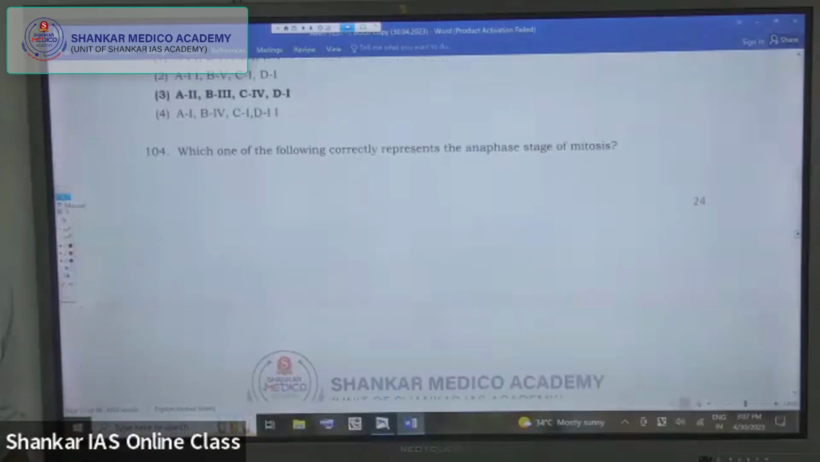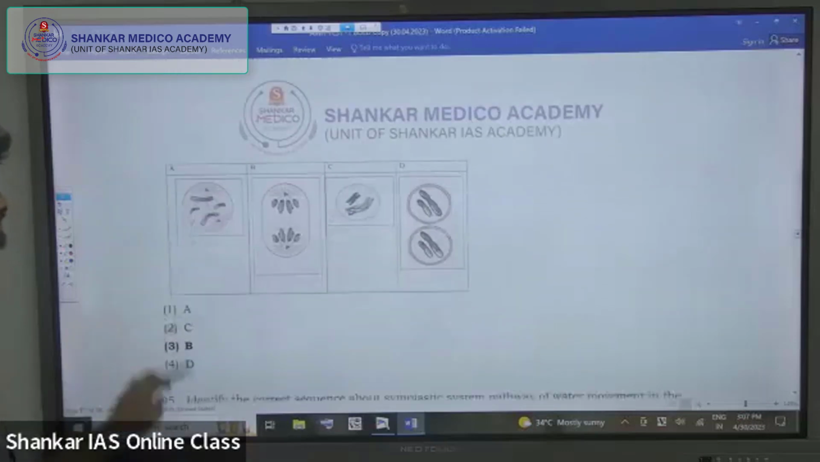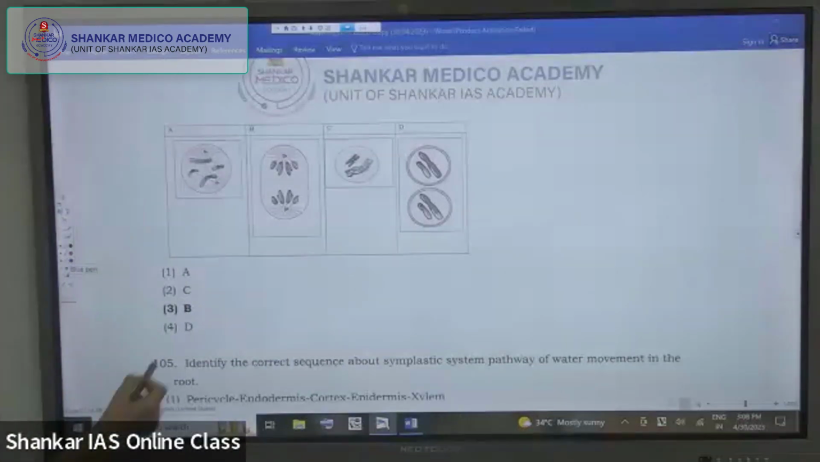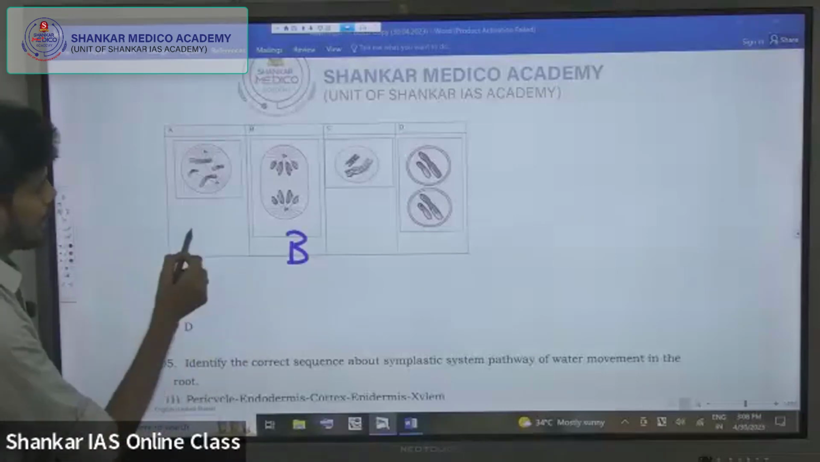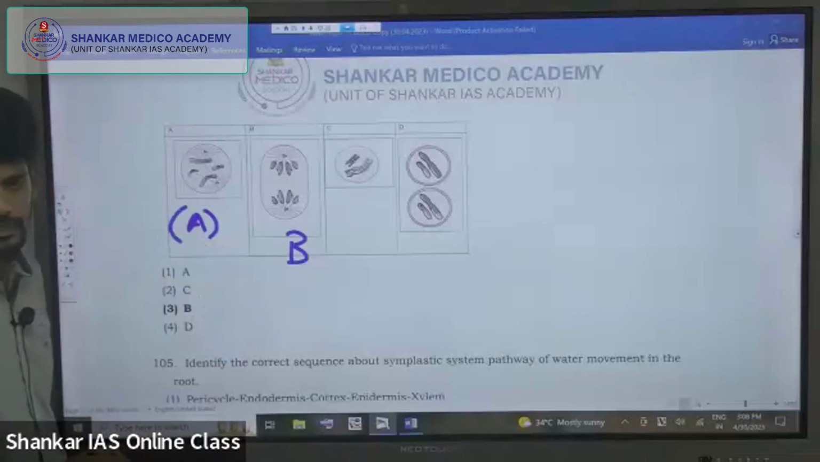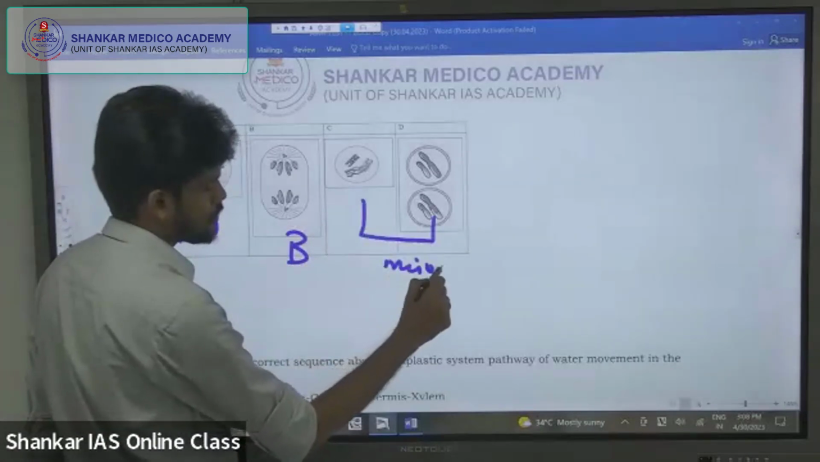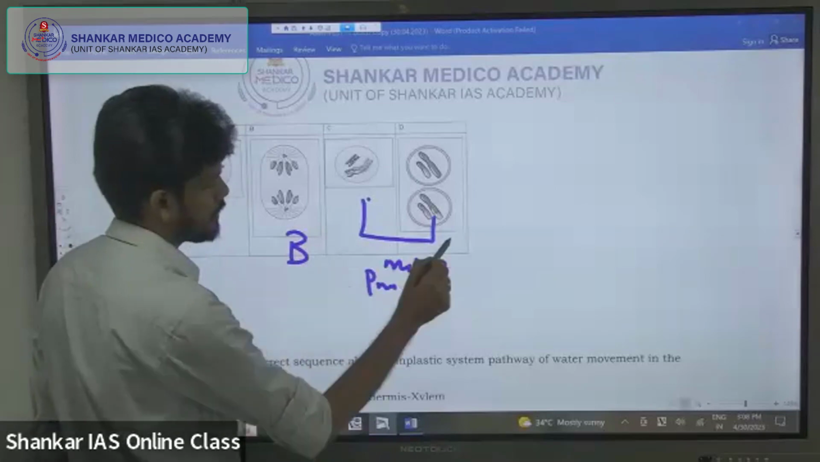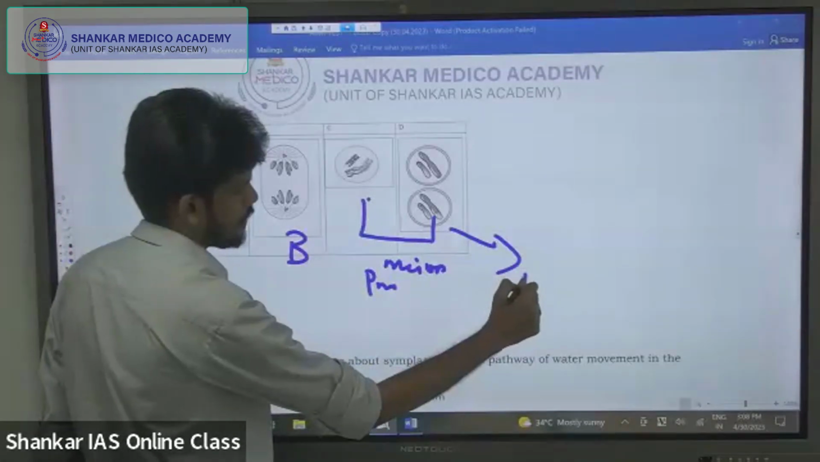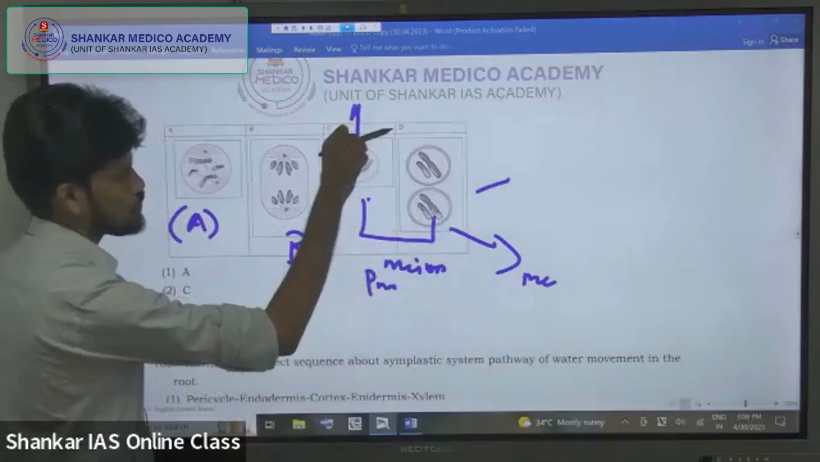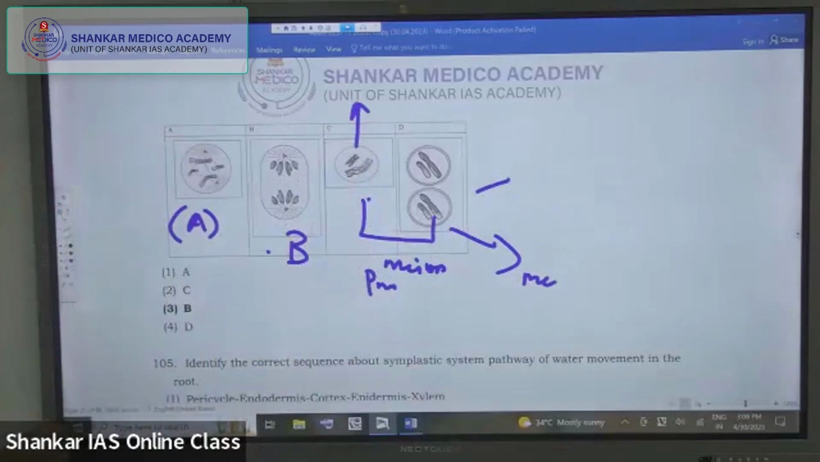Then, which of the following represents the anaphase stage of mitosis? Here they have given us 4 figures. Out of the 4 figures, in anaphase the chromatid separation takes place. So this will be the anaphase, and here A will be the transition to metaphase. C and D will be meiosis. This is prophase 1 of meiosis 1, and this is telophase 2 of meiosis 2. So B will be the anaphase.